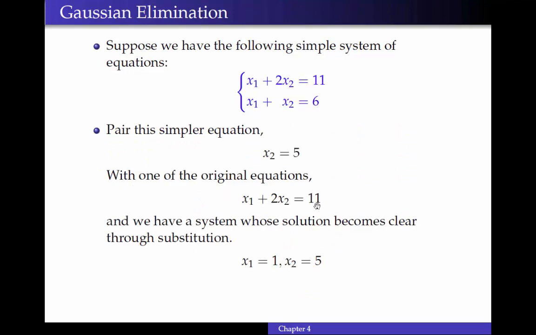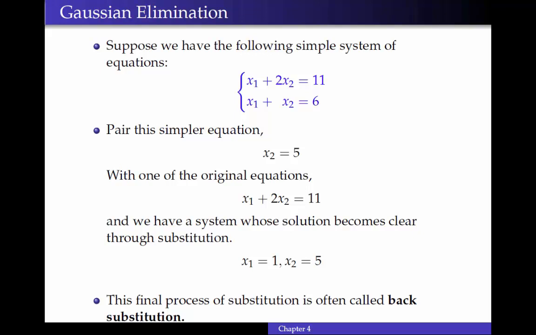Okay, so if I pair this much simpler equation, x2 equals 5, with one of the original equations, then I have a system whose solution becomes pretty clear just through substitution. So if x2 is equal to 5, then using either one of these, obviously x1 must be equal to 1. This final process of substitution is often called back substitution, because we're taking one known variable and substituting it back into the equations.